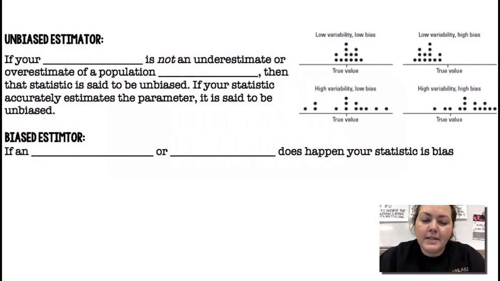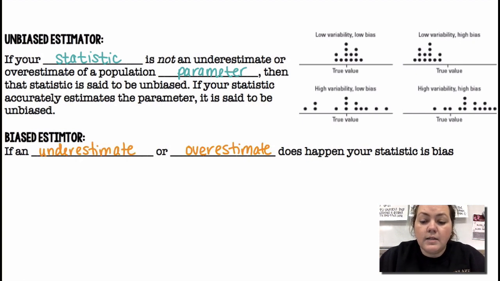All right, so an unbiased estimator: if your statistic is not an underestimate or overestimate of the population parameter, then the statistic is said to be unbiased. If your statistic accurately estimates the parameter, it is said to be unbiased. So if your statistic is pretty close or exactly equal to your population parameter, then it's an unbiased estimator. It's a biased estimator if an underestimate or overestimate does happen in your statistic.